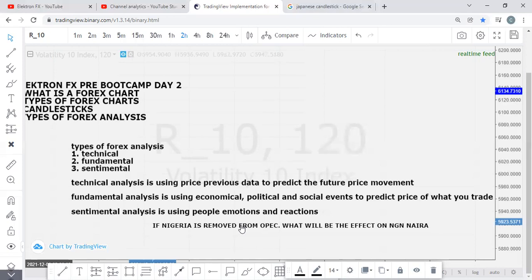I'll be doing a video next on how to use your MetaTrader 4 app and how to do all of that. But you can simply open your MetaTrader 5 app. You will see all these things, or you use TradingView, whatever you want to use.